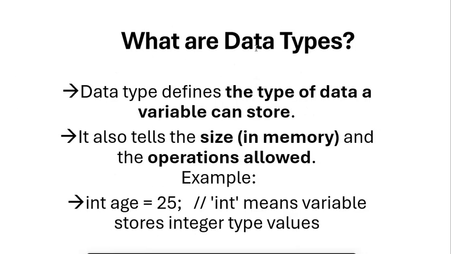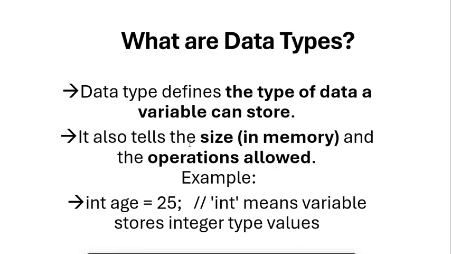Let us see what data types are. A data type defines the type of data a variable can store. For example, this is a variable name. It stores some value. Which kind of data or value it can store? That will be told by the data type. If I take integer, it will store a number. The variable can store which type of data, that is told by the data type.